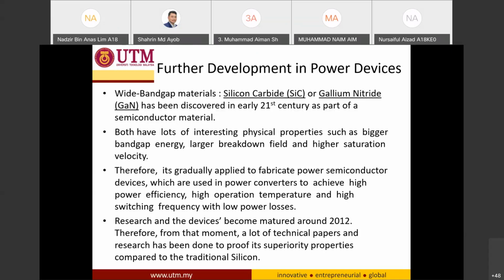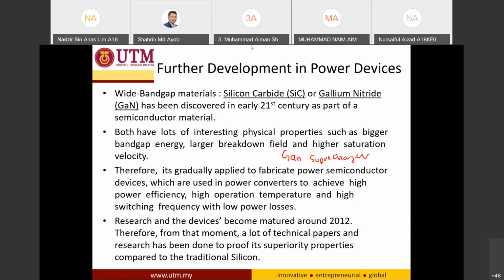Right now, what we have found is that from the material technology, they have come out with new materials such as silicon carbide and gallium nitride. These two are what we call wide band gap materials. So right now, maybe you already know about the handphone charger. Sometimes you call it a GaN supercharger for your handphone. Have you heard of it? GaN.